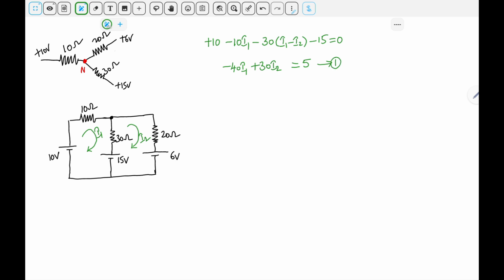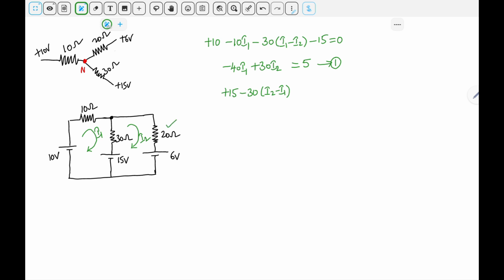When you write the equation for mesh 2, again the 30 ohm is common, but now we need to consider I2 greater than I1. Through the 15 volts, I2 is moving from negative to positive. Therefore, we need to consider it as a voltage rise. Hence, it is plus 15 and minus 30 times (I2 minus I1) for the 30 ohm, which is common for mesh 1 and mesh 2.